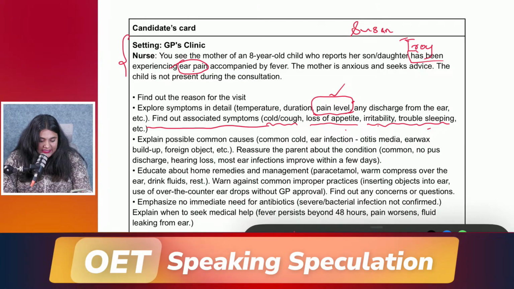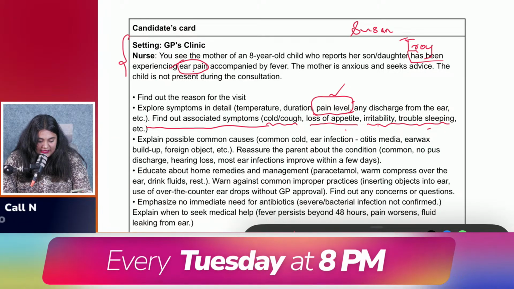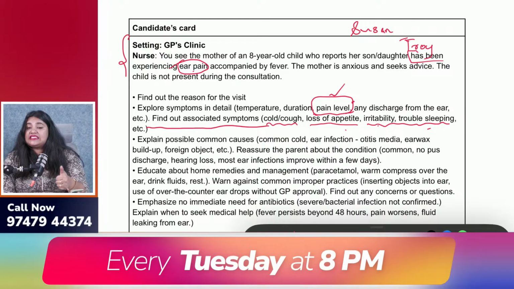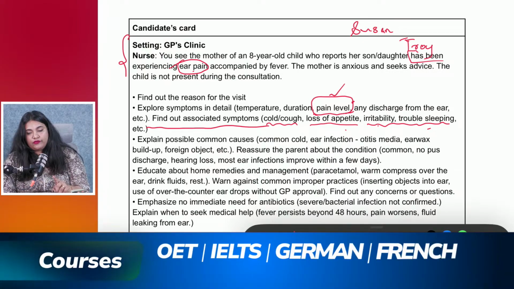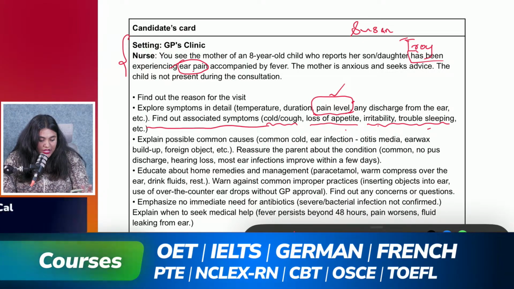Okay, yes, Jibi, as you mentioned that your child has ear pain, please tell me how severe it is. Excellent, that's a very great and simple way of doing it. Beautifully done, good job, Jibi.